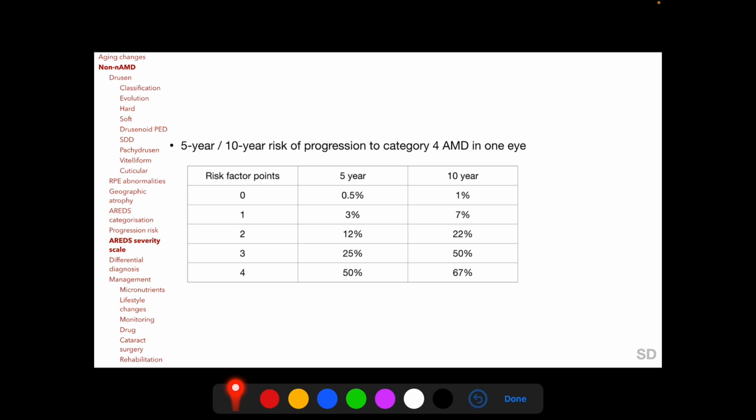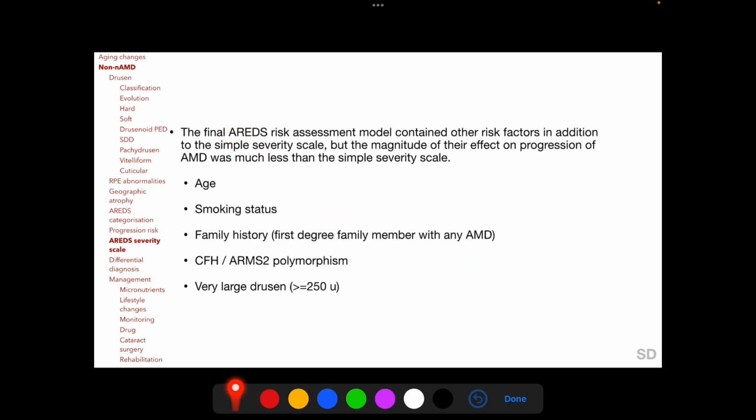The scores are then summed to arrive at a total score for the patient, which can vary from 0 to 4, and then the 5-year and 10-year risk of progression to category 4 AMD in one eye for that patient can be predicted according to this table. The final AREDS risk assessment model contained other risk factors in addition to those in the simple severity scale, but the magnitude of the effect of these other risk factors on the risk of progression to advanced AMD was much less than the simple severity scale itself, and these other risk factors included age, smoking status, family history, polymorphisms in CFH and ARMS2 genes, and presence of very large drusen.